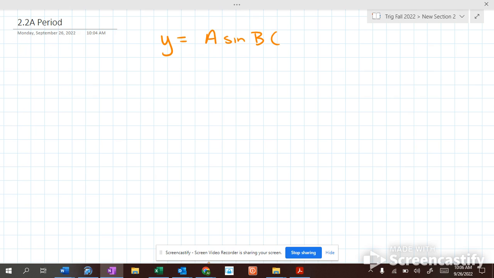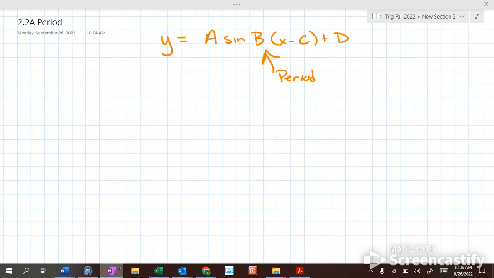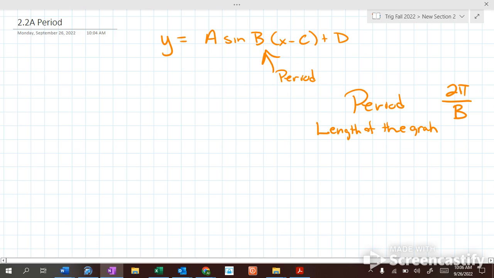Okay, dealing with period. So we remember that y equals a sine of b times x minus c plus d. B is the period, or deals with the period. The actual period, which is the length of the graph, is 2 pi divided by b. It's going to be 2 pi divided by b.